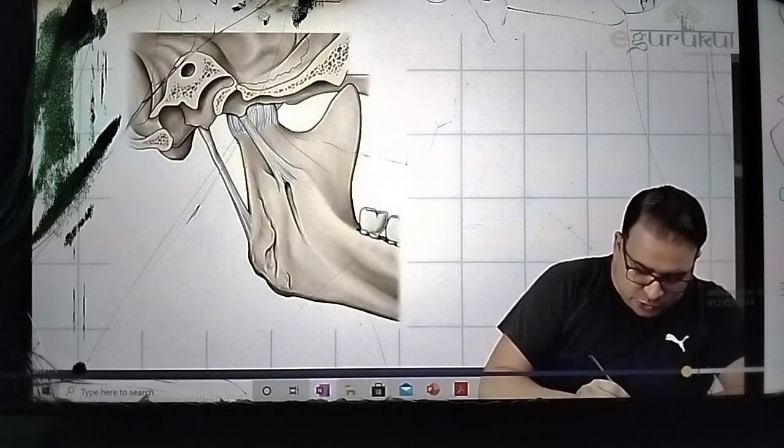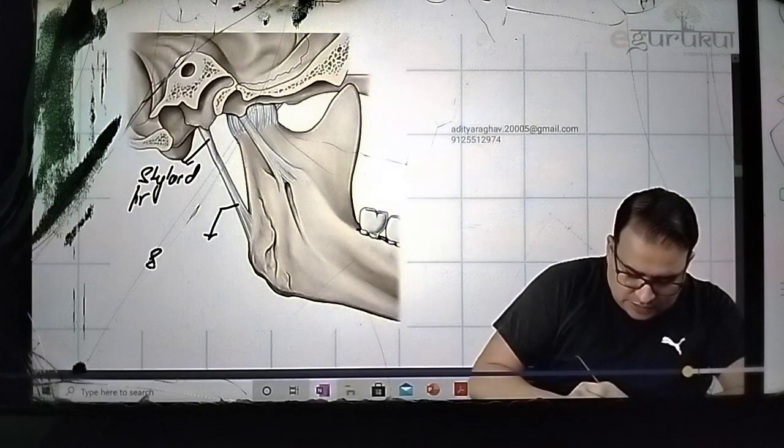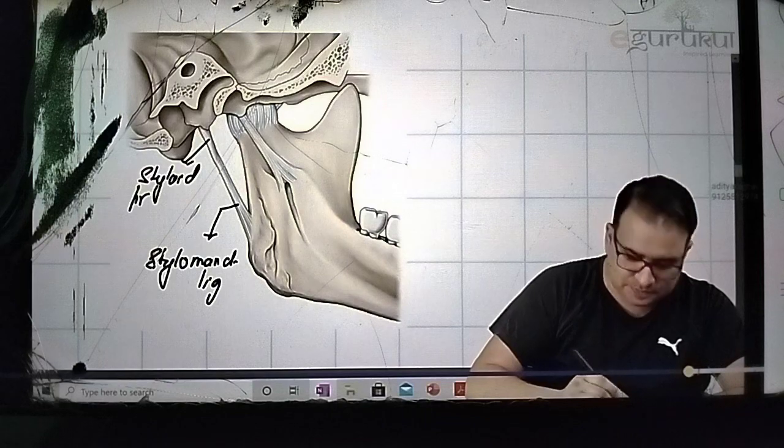Well, I hope you know this much of osteology, guys. This here is what process? That is the styloid process. And this ligament here is called the stylomandibular ligament. It is attached to the angle of mandible, stylomandibular ligament.